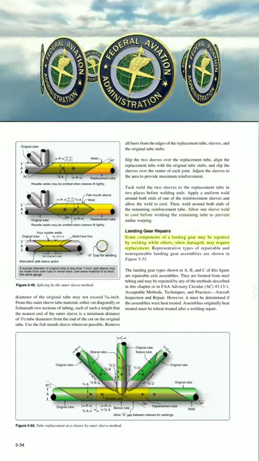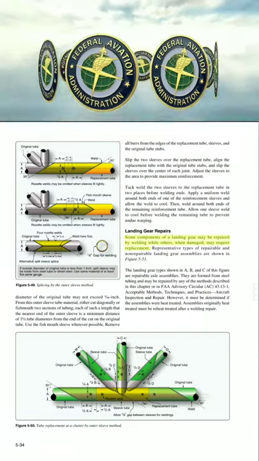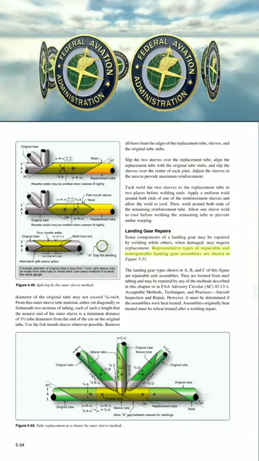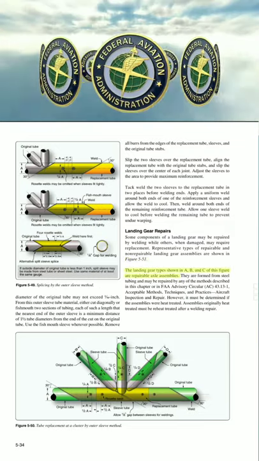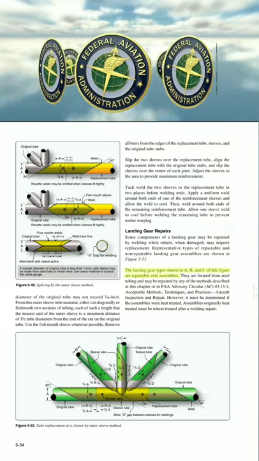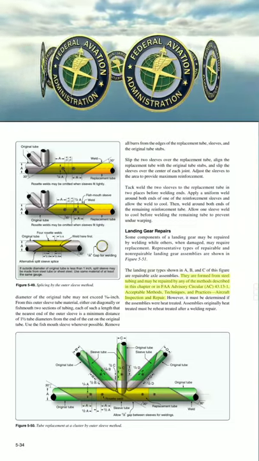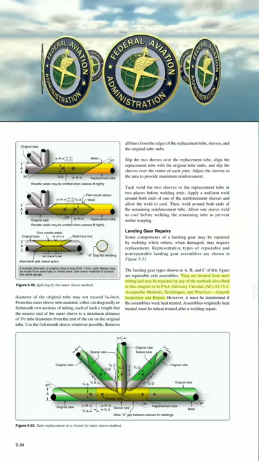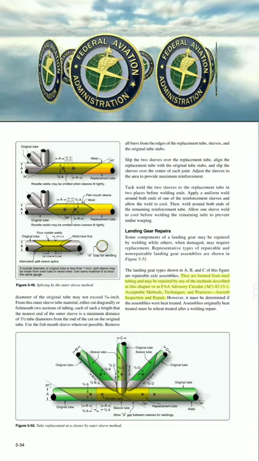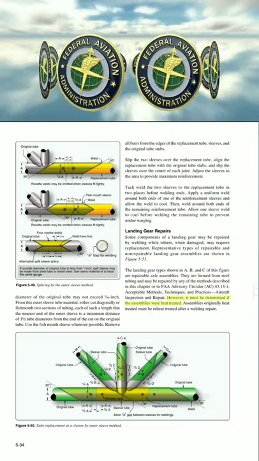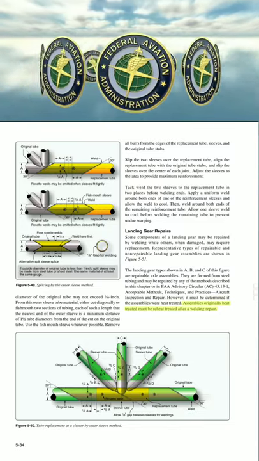Landing gear repairs. Some components of a landing gear may be repaired by welding while others, when damaged, may require replacement. Representative types of repairable and non-repairable landing gear assemblies are shown in Figure 5-51. The landing gear types shown in A, B, and C of this figure are repairable axle assemblies. They are formed from steel tubing and may be repaired by any of the methods described in this chapter or FAA Advisory Circular AC 43.13-1, Acceptable Methods, Techniques, and Practices, Aircraft Inspection and Repair. However, it must be determined if the assemblies were heat-treated. Assemblies originally heat-treated must be reheat-treated after a welding repair.